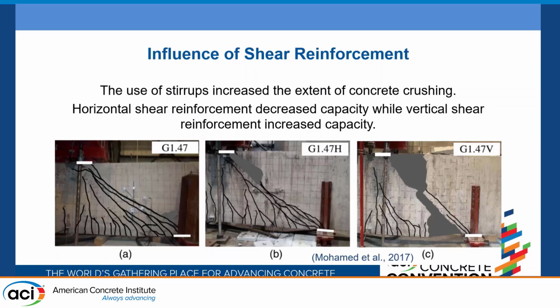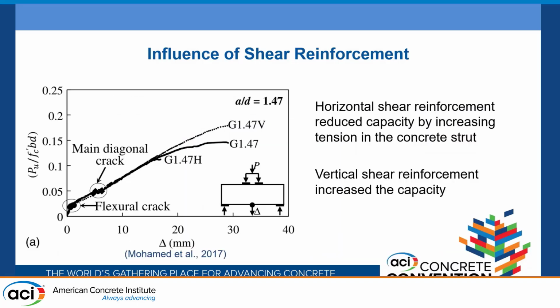had vertical stirrups. And you can see compared to the one without shear reinforcement that you are able to engage more of this concrete and crush it at peak loads and following peak loads. And we can take a look at what their capacities were as well. So we have the one without stirrups is this one in the middle here, and then horizontal reinforcements led to a premature failure in this case, while vertical stirrups increase the capacity.